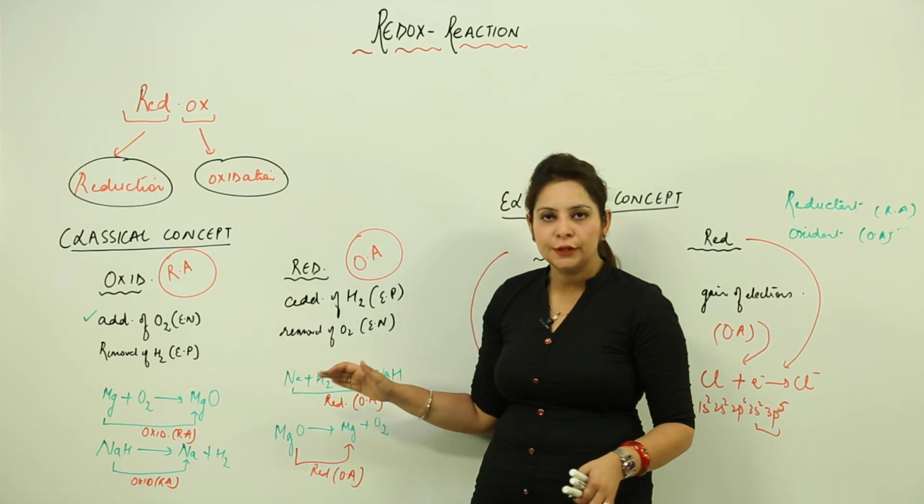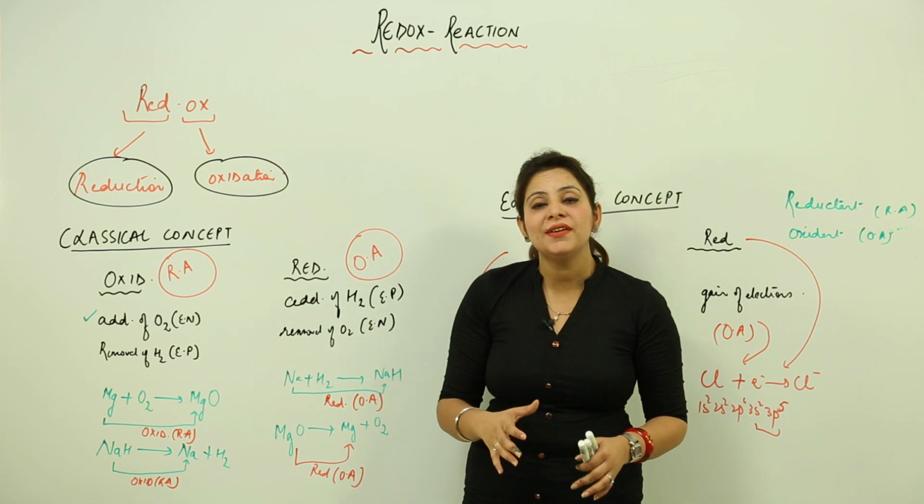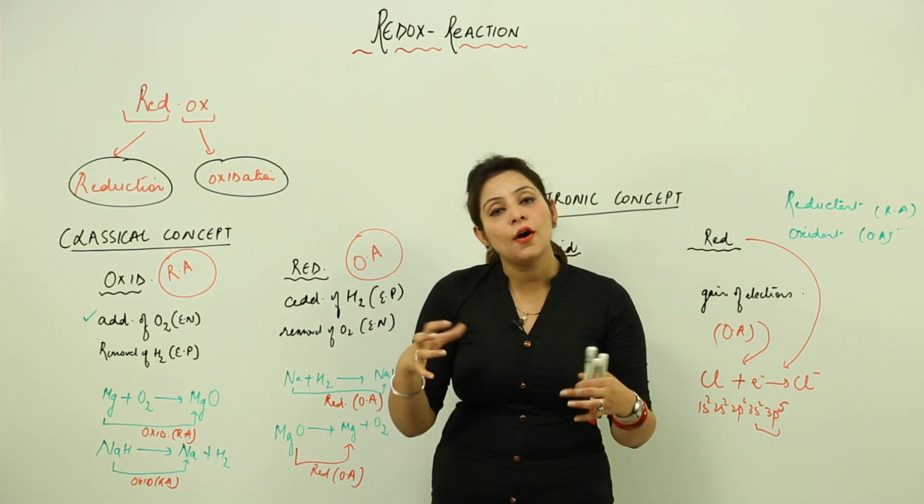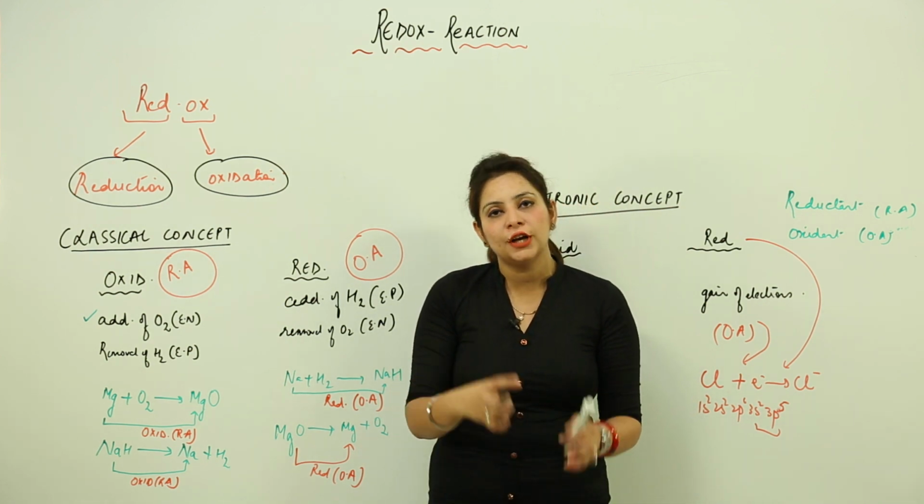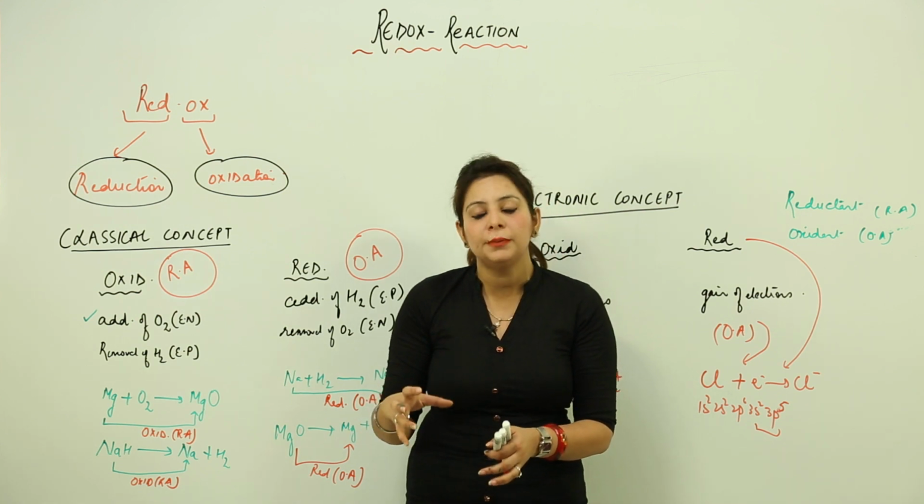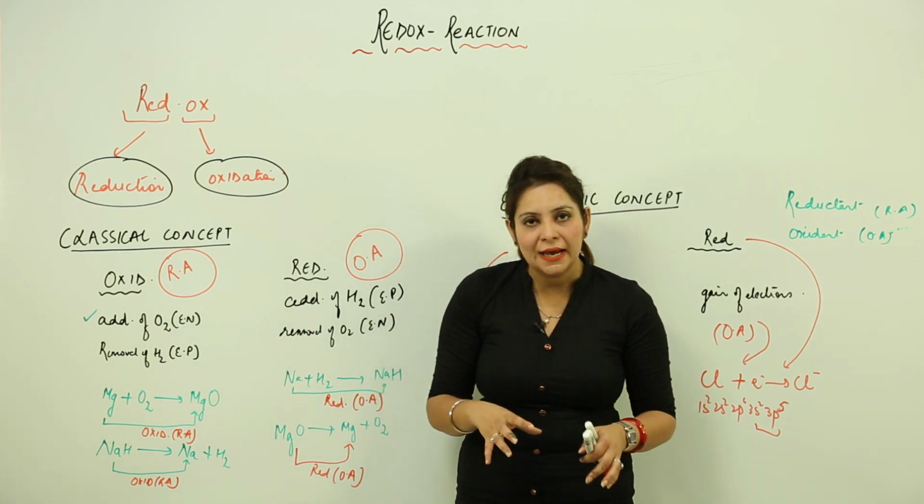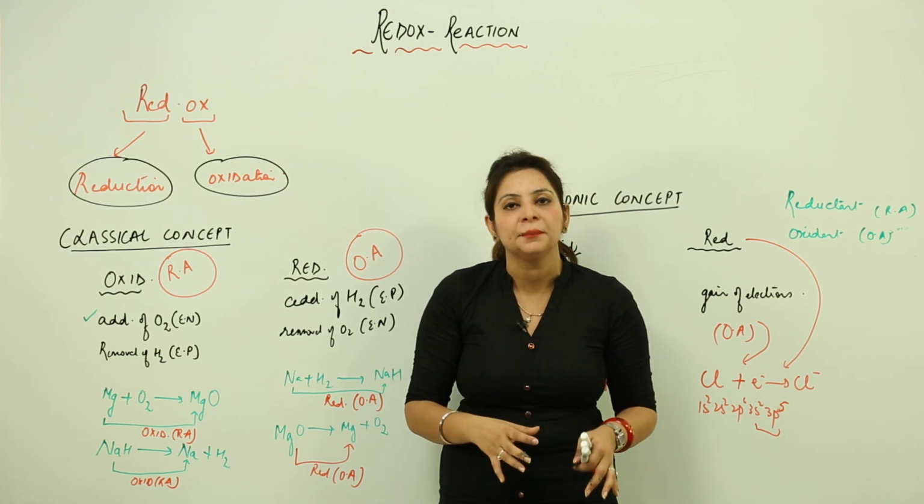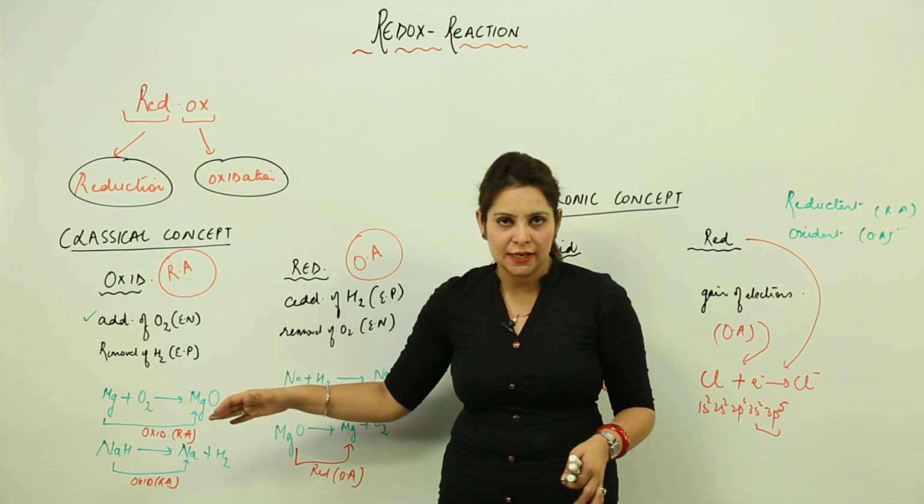So this is what a redox reaction is, right? So that is why whenever we see a reaction, it is obviously a combination of reduction and oxidation, because both are complementary, both go hand in hand, they both occur at the same time. So that is why we get a redox reaction.